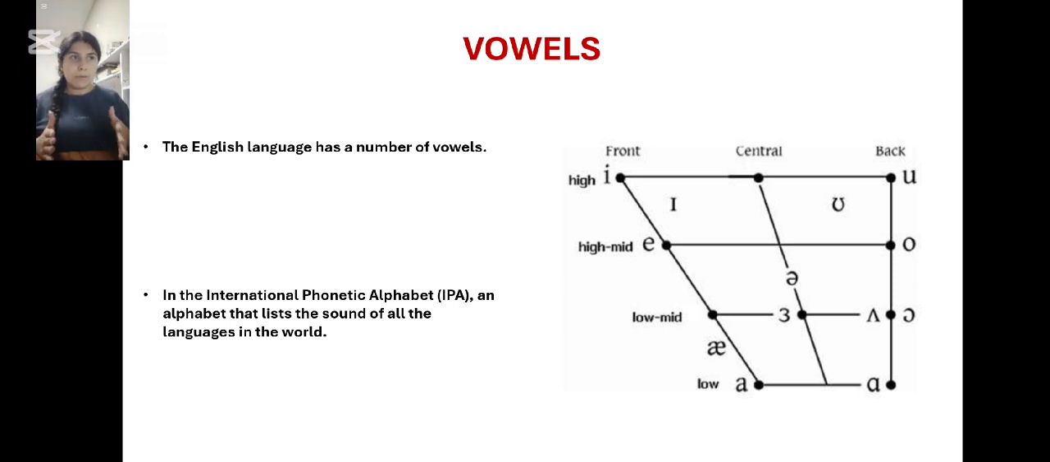The English language has a number of vowels. In the International Phonetic Alphabet, IPA, an alphabet that lists the sounds of all the languages in the world, here I take the vowels from the International Phonetic Alphabet. You can see all of them, and we will look closer on the next slides.